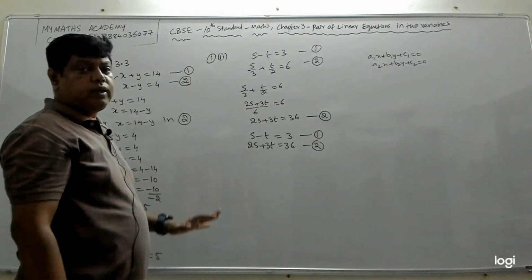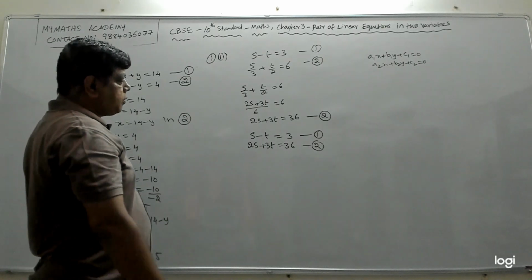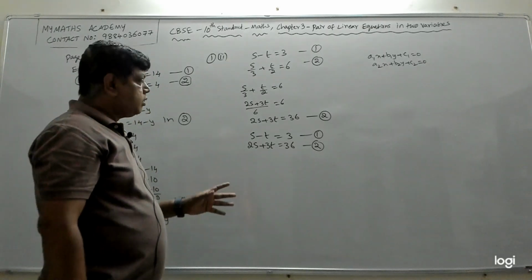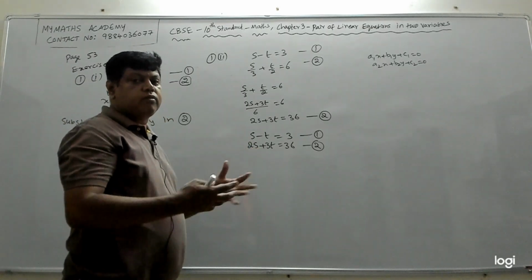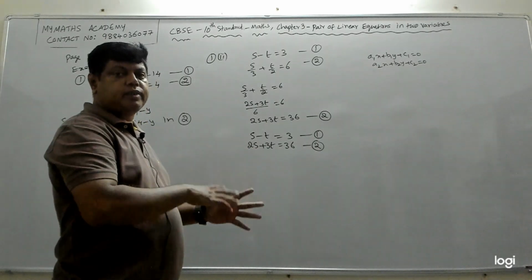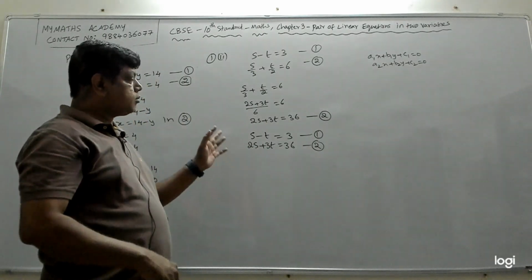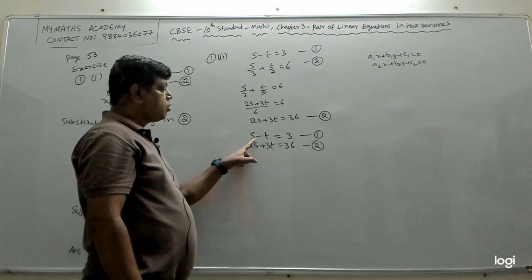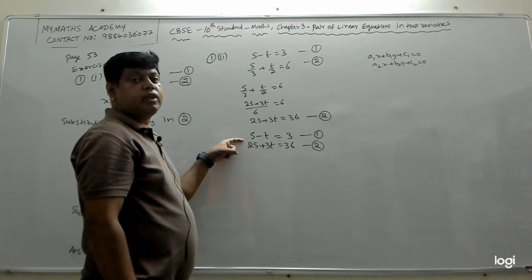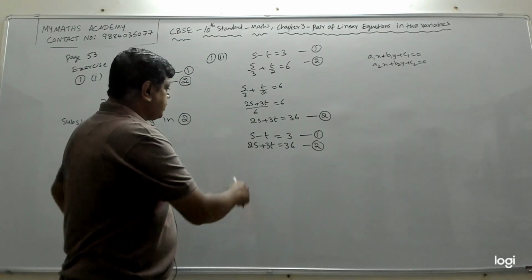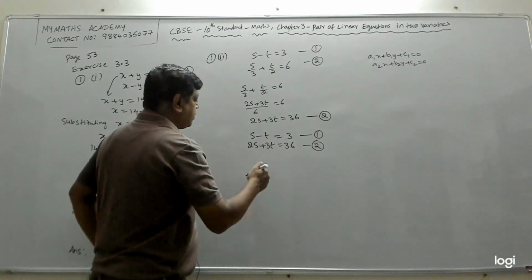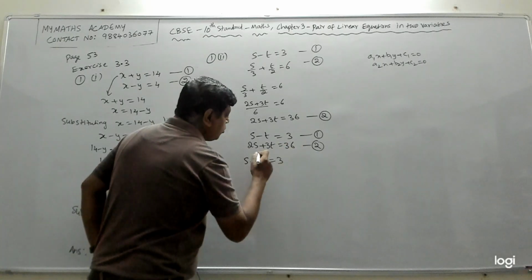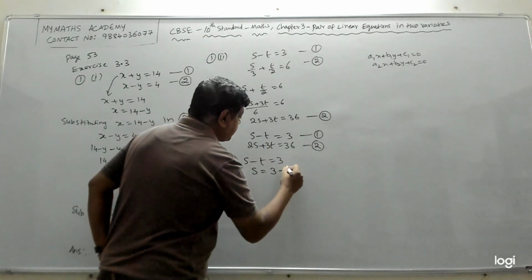Now we should solve this using the substitution method. So now we look at the equation which has a coefficient of 1. If the coefficient is not 1 for anything, then you can take any one equation and write s in terms of t, or t in terms of s. Here, what is the coefficient of s? s is 1. So we can take this equation and write s in terms of t. So s minus t equal to 3, which means s becomes 3 minus t goes this side, it becomes plus t. So s is 3 plus t.